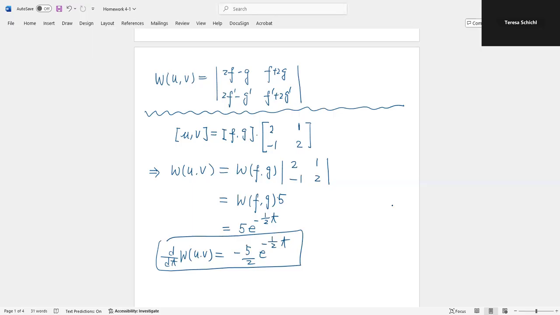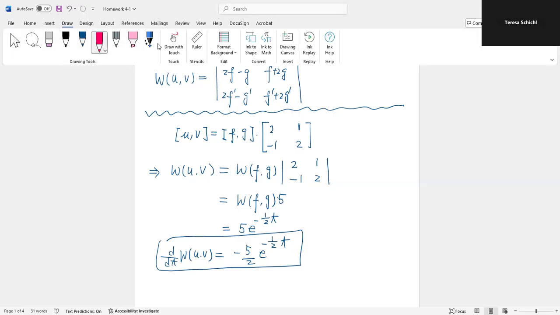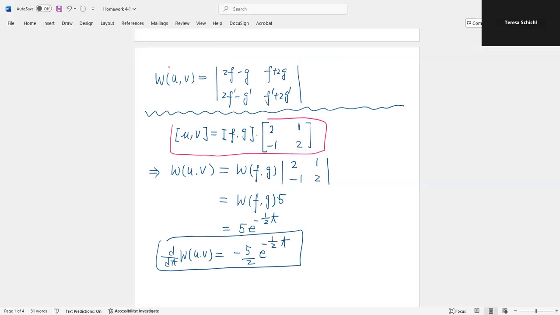So this is a pretty easy problem. The key thing here is this concept: if you can write it in a matrix form, then the Wronskian will be equal to the Wronskian of f and g times the determinant. I hope this will help you when you do your homework.